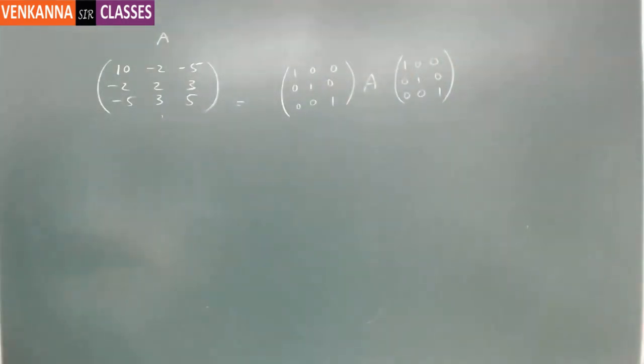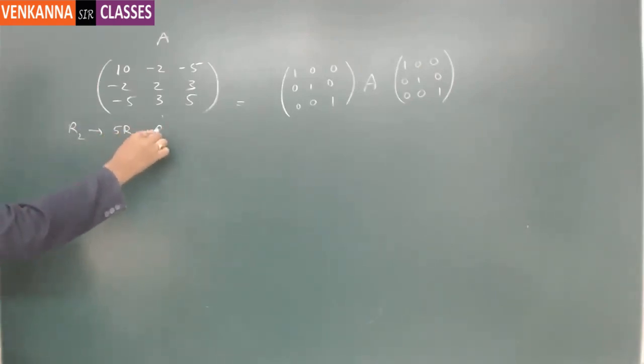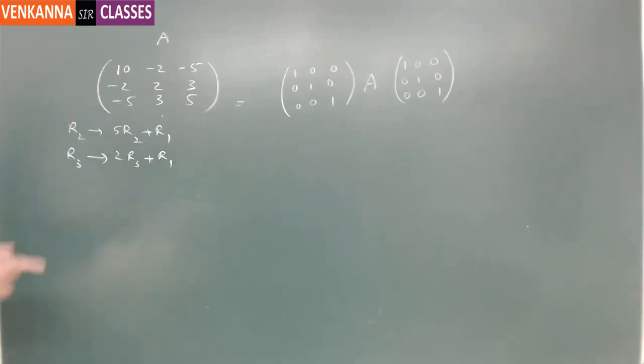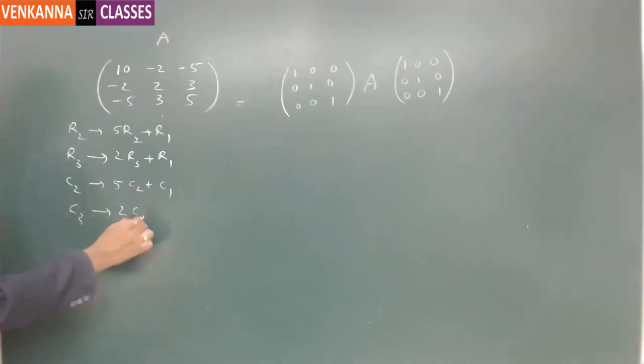So the operation I am going to apply here is R2 goes to 5 R2 plus R1, R3 goes to 2 R3 plus R1. And for the column operation, I will apply C2 goes to 5 C2 plus C1, C3 goes to 2 C3 plus C1.